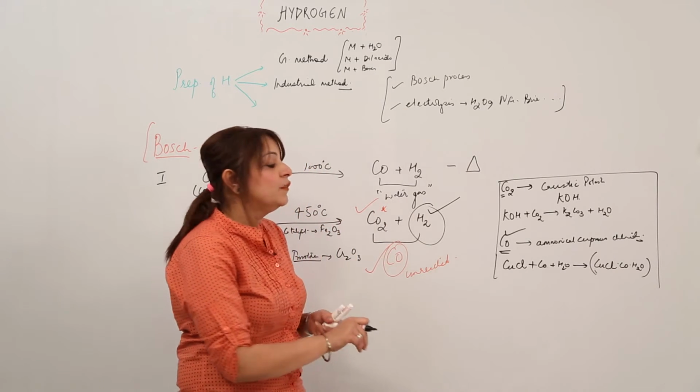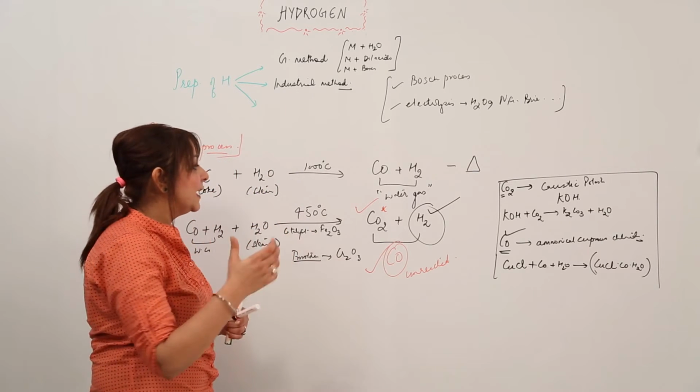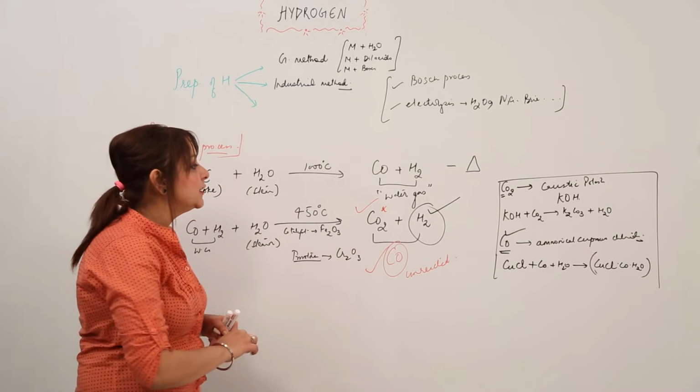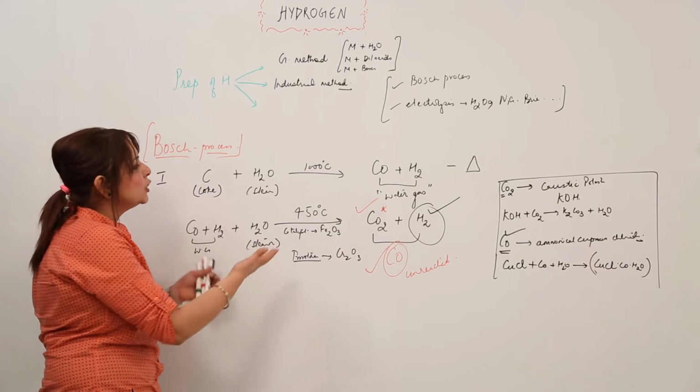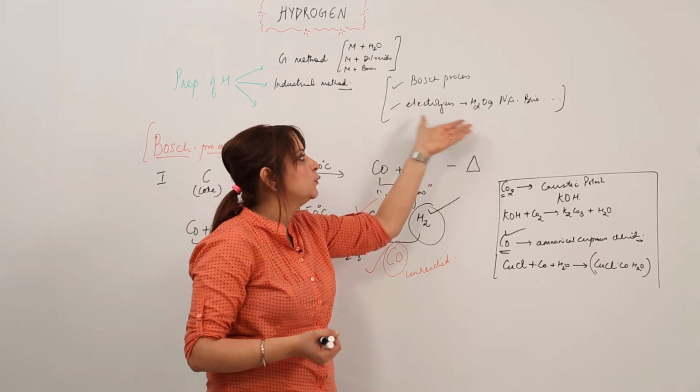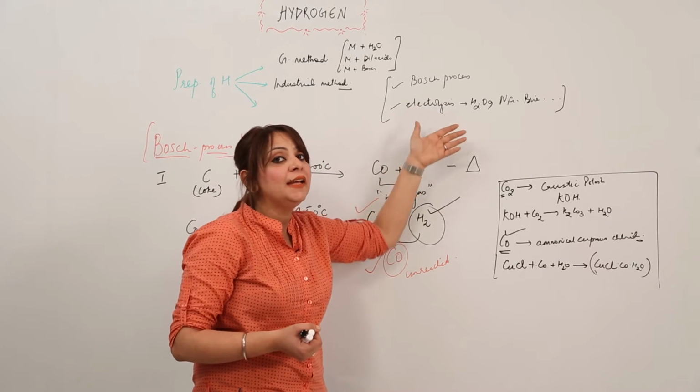So this is how we get pure hydrogen as an industrial method of preparation of hydrogen, right? This is how we get the hydrogen gas. It is not the only method. As I told you, there are a few more substances which can be electrolyzed, and we can get the hydrogen, right?